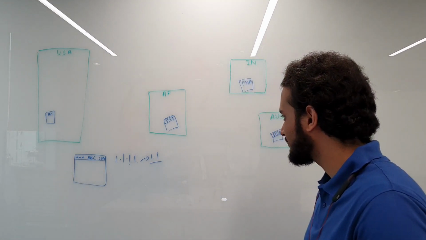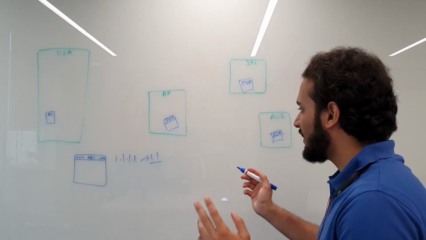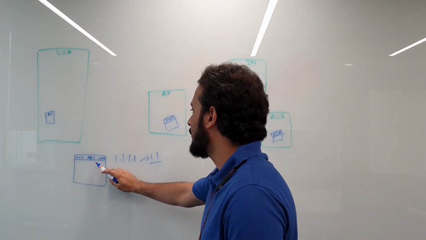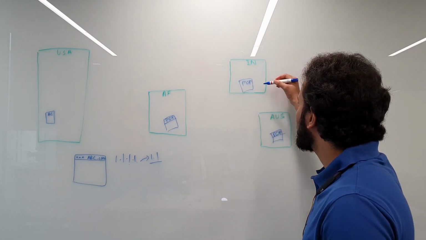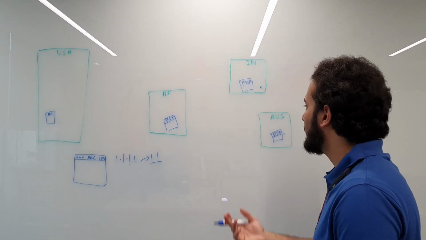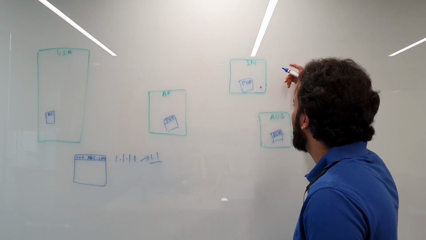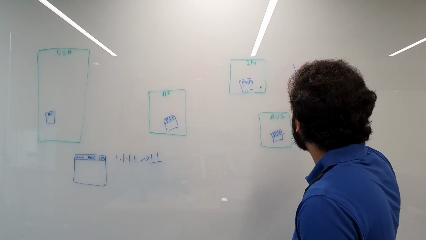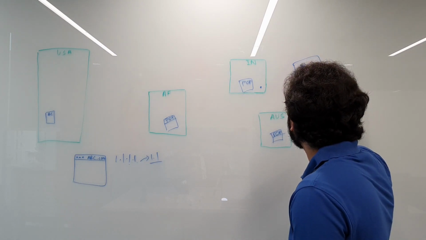Now coming back, let's see what happens when someone tries to access abc.com. Some Indian user, again, let's take the same example. The Indian user tries to access abc.com. He queries the DNS service which is present here.